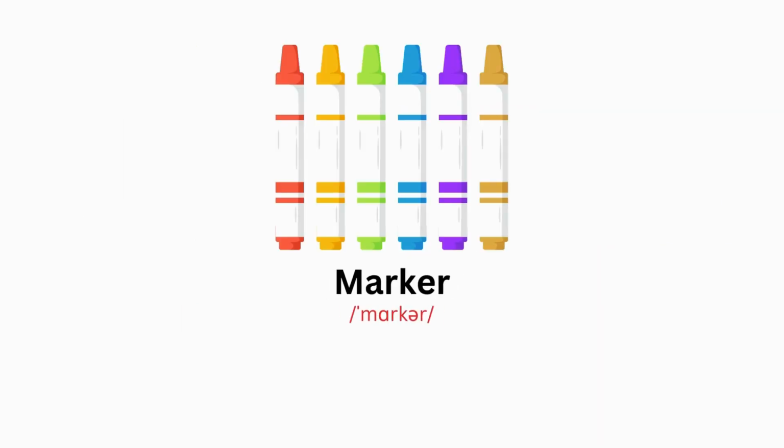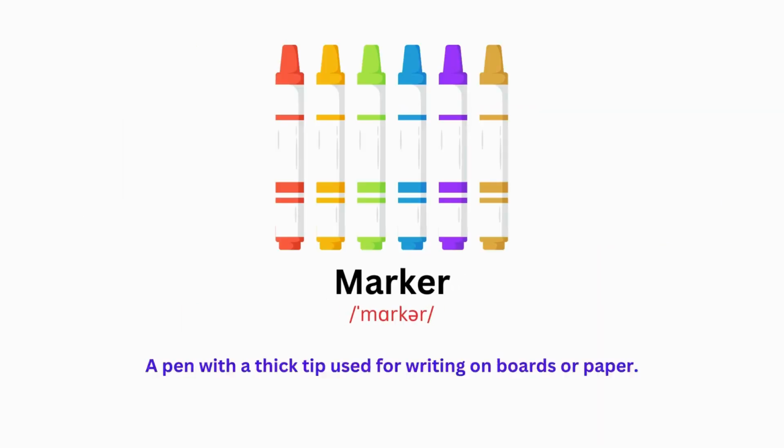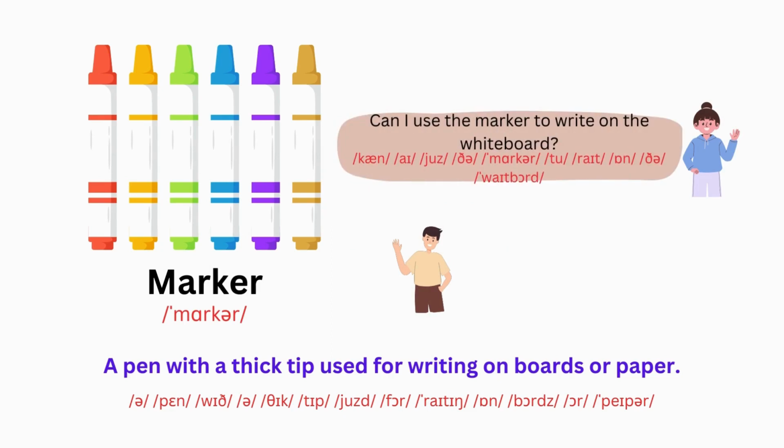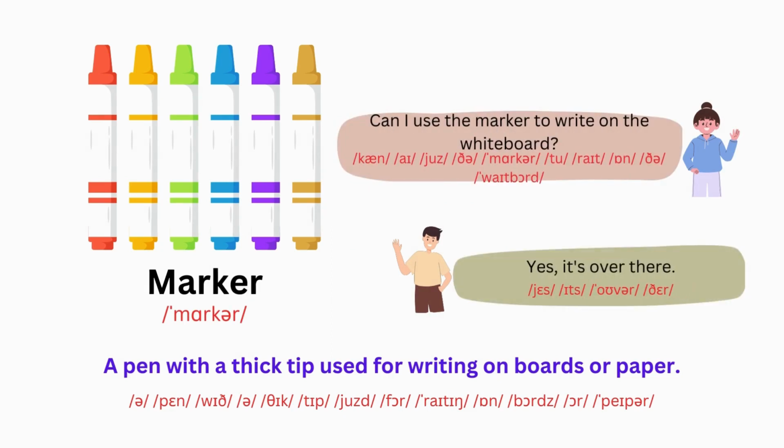Marker. A pen with a thick tip used for writing on boards or paper. Can I use the marker to write on the whiteboard? Yes, it's over there.